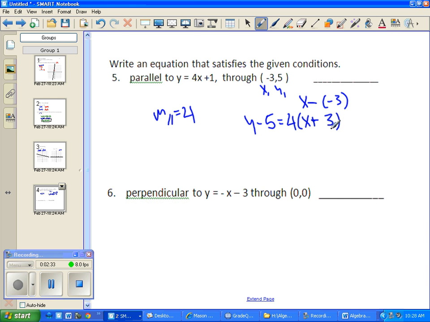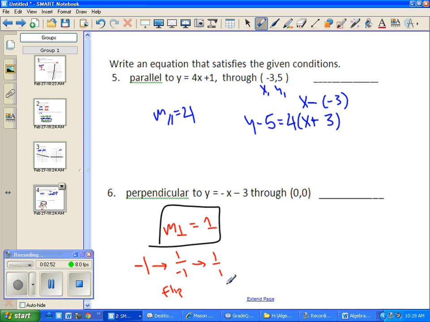Next one, perpendicular to y equals negative 1x minus 3. When you see a minus sign, think of that as negative 1. So perpendicular, remember, you flip it and you change the sign. So you flip it, now it's 1 over negative 1, and you change the sign, well, now it's positive 1 over 1. So the slope that we're going to use is 1.